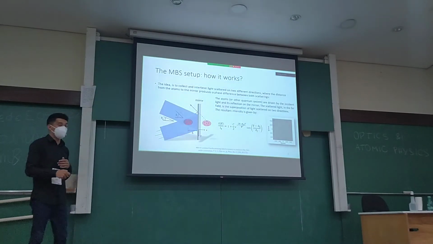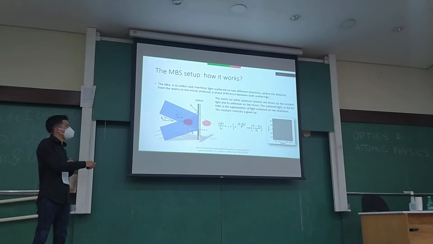To start with how this setup works, the idea is that I have an atom or an atomic cloud in front of a mirror, and I drive these atoms using a laser beam. What is important here is that the atoms are driven not only by the laser impinging on them, but also by the reflection. In the direction theta, where I collect the light in the far field, this light is composed of two different scatterings: the scattering that happens directly in the direction theta, and the scattering that goes first in the direction of the mirror and then to the direction theta itself.